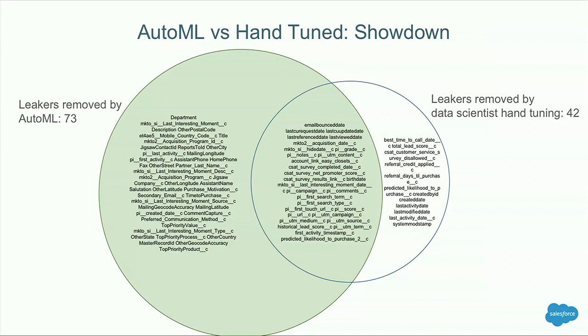This is for one data set, one customer, one use case. We have thousands of data sets, thousands of customers and use cases. So if you have to use a data scientist to hand-tune and handcraft, that does not scale. There are not enough data scientists in the world to do all of those things. That's why we invested in automated machine learning.